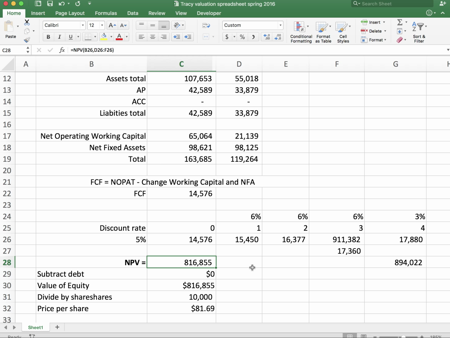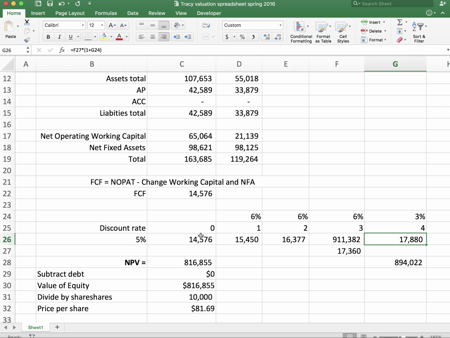So let's put it in different terms. Let's flip it around. If you deposited $816 million today, you could withdraw $15,450,000, $16,377,000, and $17,360,000, and then the next year $17,880,000, and then up 3% in perpetuity forever. If you deposit 816, that's the value of this company. You will get all that future cash flow.